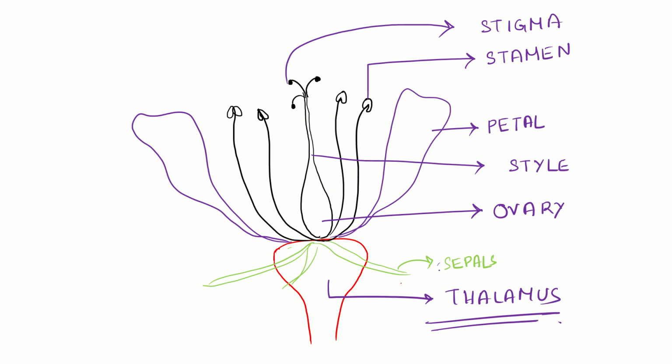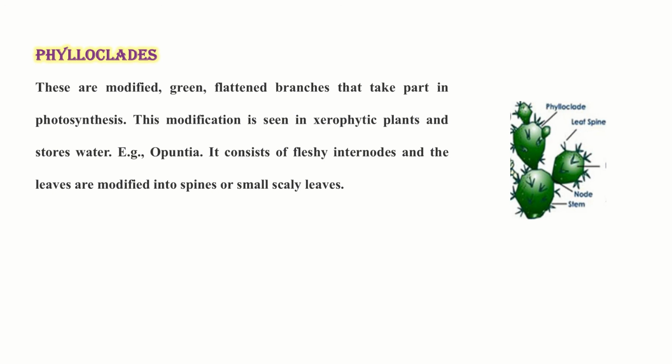Accessory is which one? Sepals, petals. Essential is what? Gynoecium and androecium over here, right? So this is thalamus. Finally, we come to cladodes.